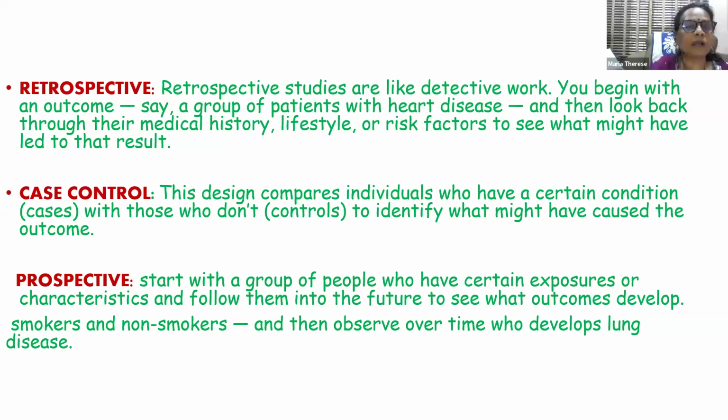And prospective, which means futuristic. You start with a group of people who have a certain exposure or characteristic and follow them into the future to see what outcomes develop. For example, you can compare smokers and non-smokers and then observe over a period of time who develops lung cancer. So this is a proper example of prospective. With certain exposure characteristics, what would the outcome be? We are foreseeing how things would be. This is how we can do a prospective research design.